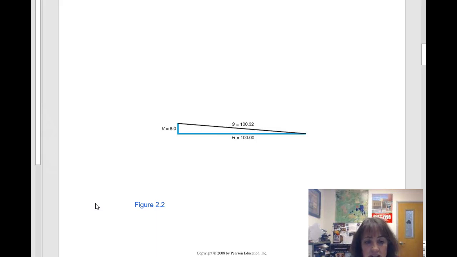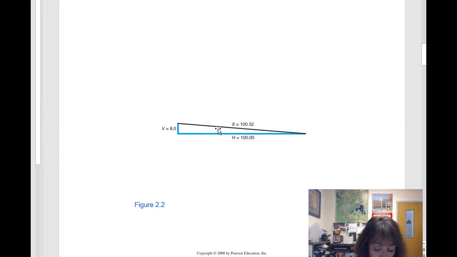Now, another thing to notice is that you can determine the vertical distance from the slope and horizontal, or horizontal from slope and vertical, and so forth, by using the theorem of Pythagoras. The theorem of Pythagoras says that if we take the horizontal distance, square it, add it to the squared vertical distance, it will equal the squared slope distance.